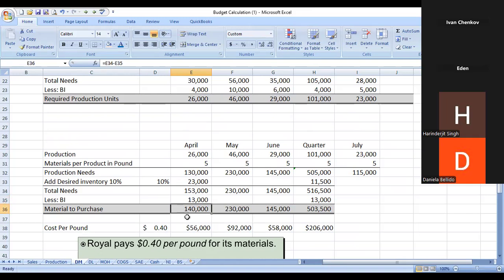So how many pounds do I need to have in April? 140,000. So what I'm going to do now, I'm going to call my purchase manager and tell him, for the month of April, I want you to purchase and make available in my warehouse 140,000 pounds of material. If I have those 140,000 pounds of material, that's going to guarantee me my production and it's going to give me 23,000 pounds beginning balance for the next month.